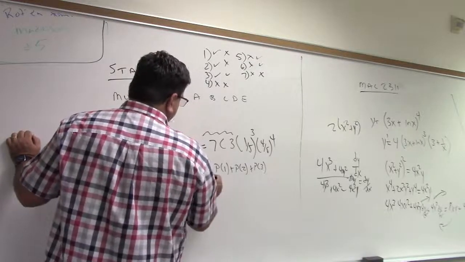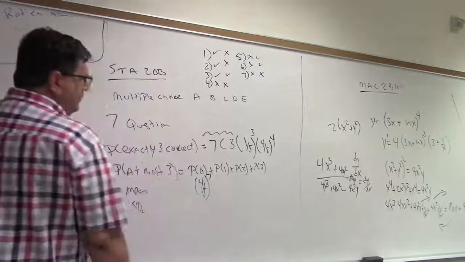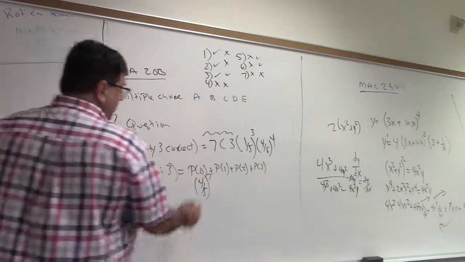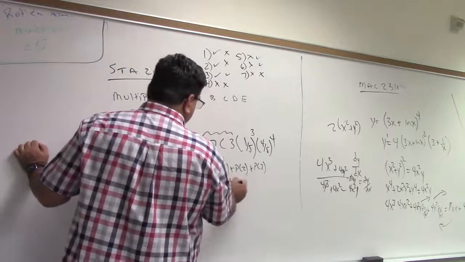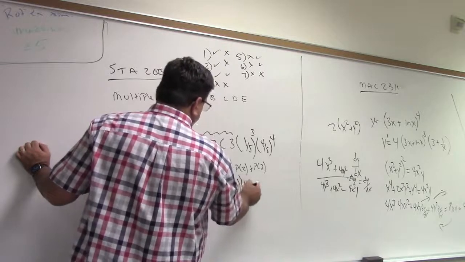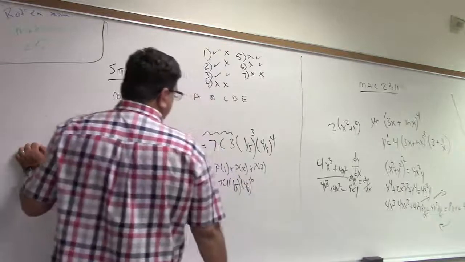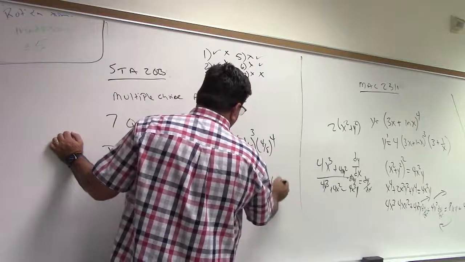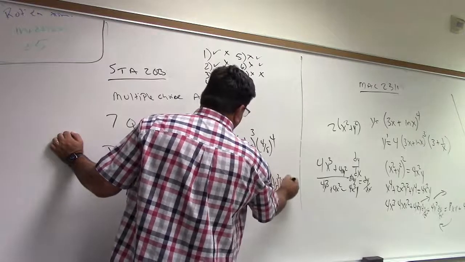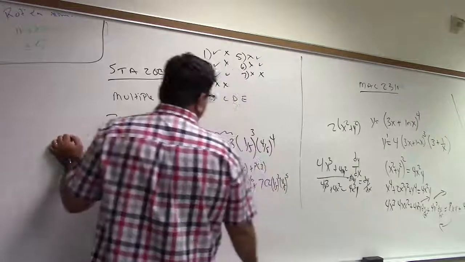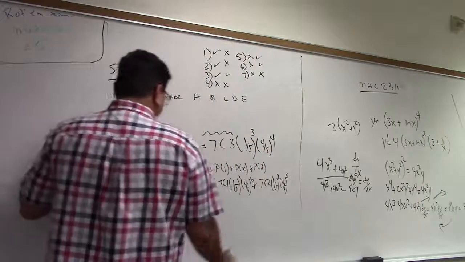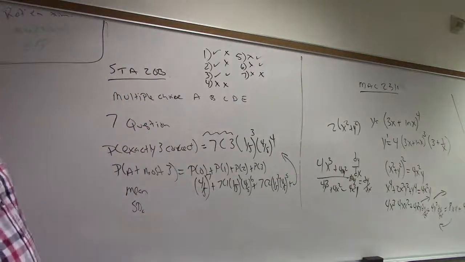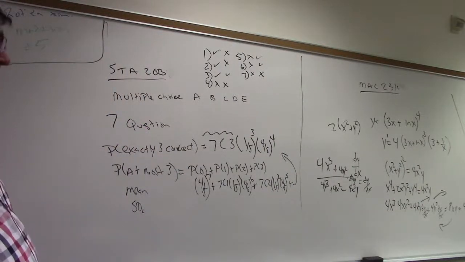So probably to get 0 right is 4/5 to the 7th. That's 0, right? Now you gotta get 1 right, which is 7 choose 1, 1/5 to the 1st, 4/5 to the 6th. Then you gotta get 2 right, which is 7 choose 2, 1/5 to the 2nd, 4/5 to the 5th. And then probably the 3, which you already did.